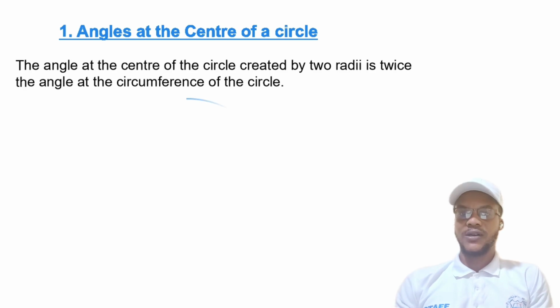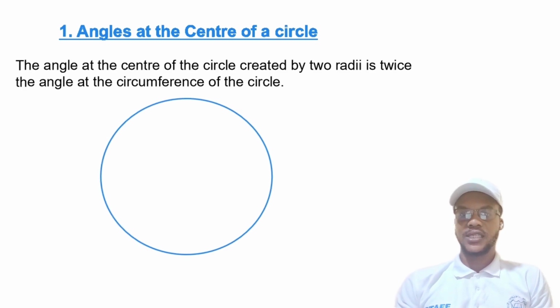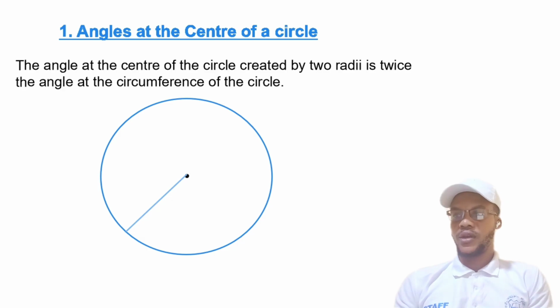Okay, so let's take our circle. Let's say this is our circle. Now let's identify our center. This is our center and this is one line segment drawn from the center to a point at the circumference, and you know the name given to that. That is the radius. Then we draw another radius, which is also a line segment drawn from the center to a point at the circumference. So these are the two radii.